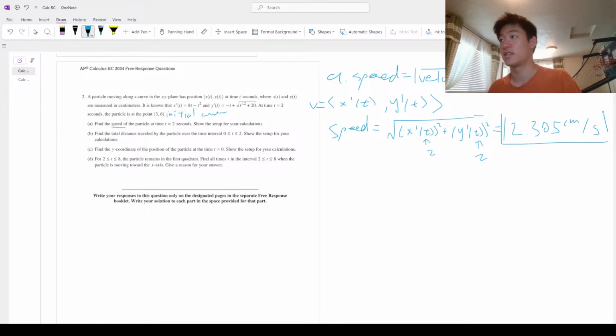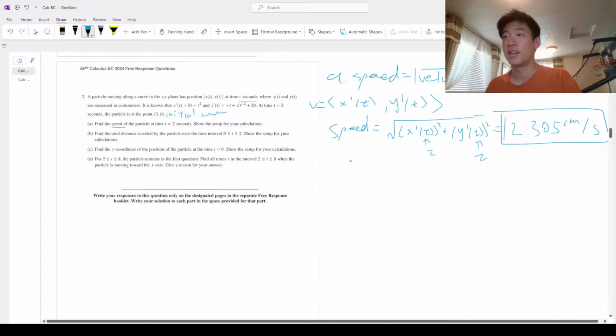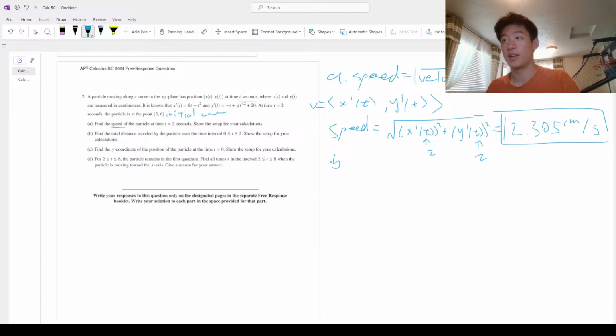Yeah, there we go. So this is a Calc BC only question. I don't think this is on the AB. And okay, so part B now. Total distance.